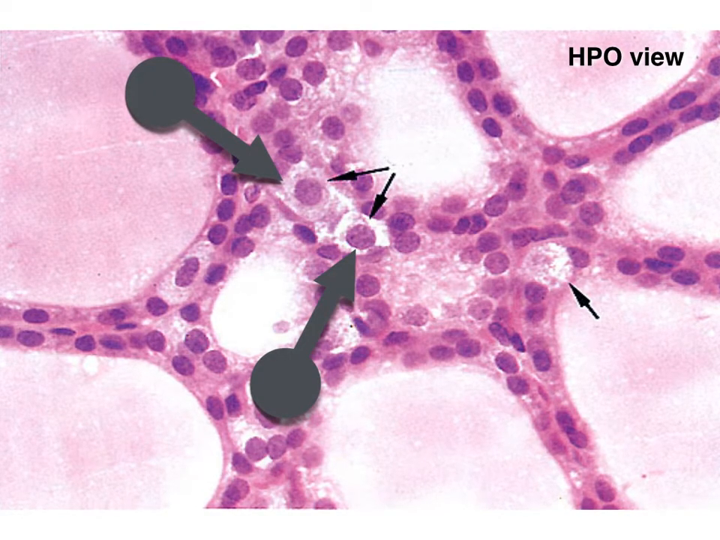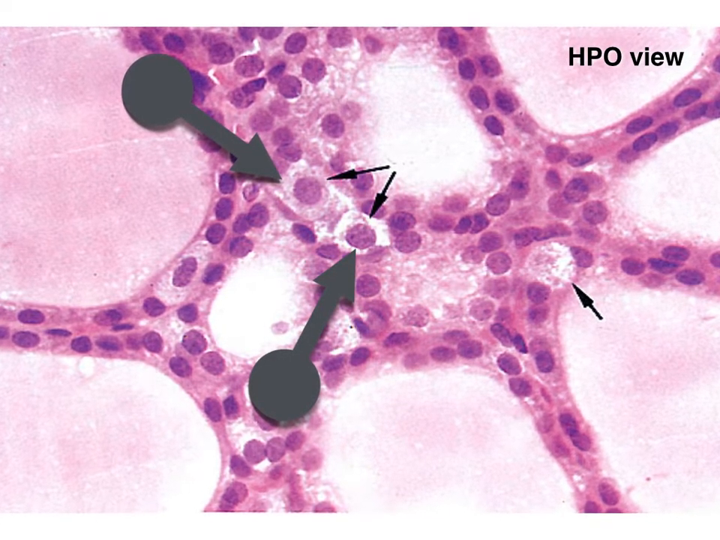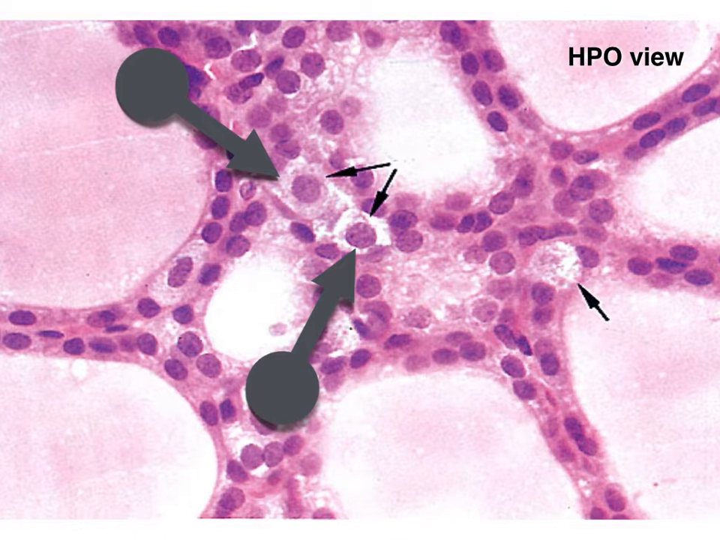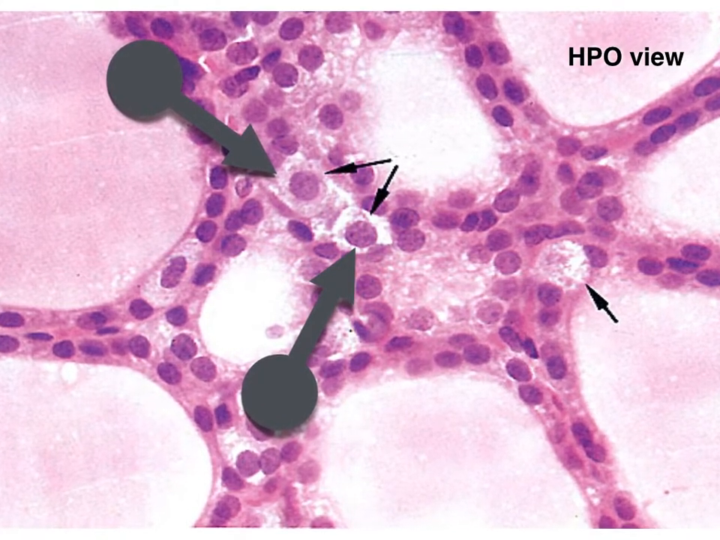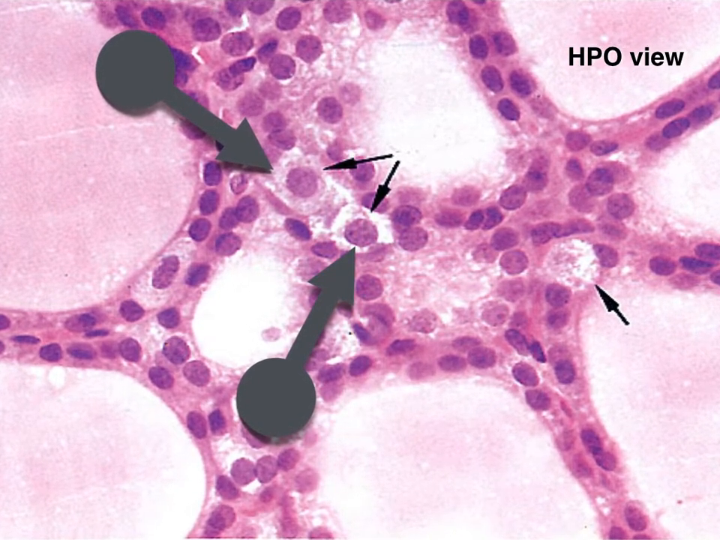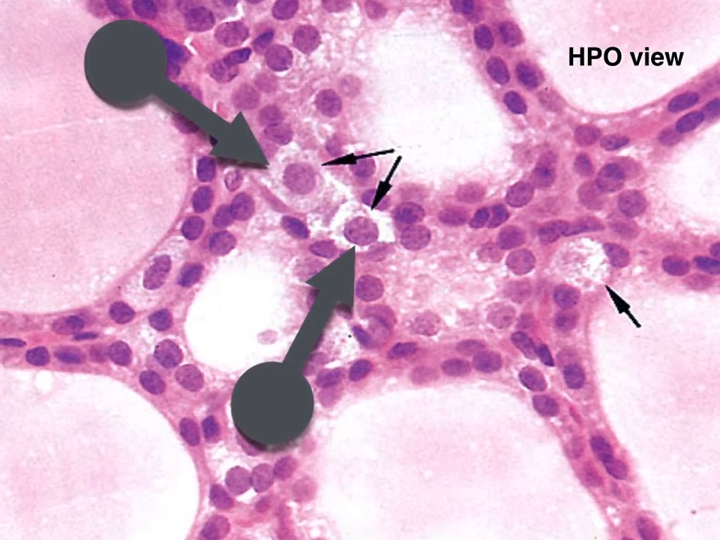Also visible in this slide are a few C cells, or parafollicular cells, scattered in the spaces between follicles. C cells secrete calcitonin.